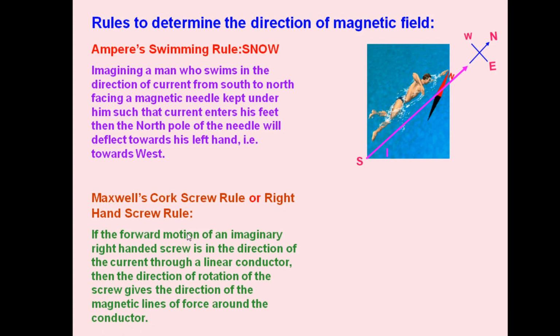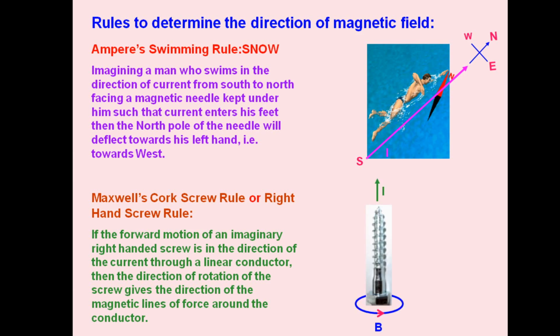What it is saying, accordingly, is that if we hold a screw in the right hand and rotate it, and the tip of the screw is in the direction of current passing through the conductor, the rotation of the screw will give the direction of magnetic field lines around the conductor, and tangents drawn on these lines give the direction of magnetic field.